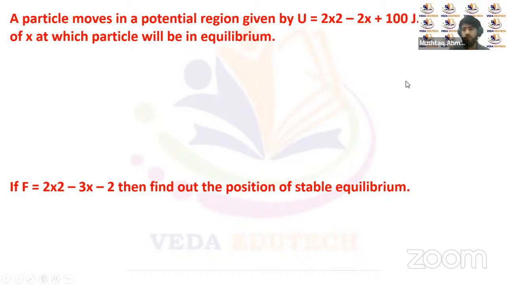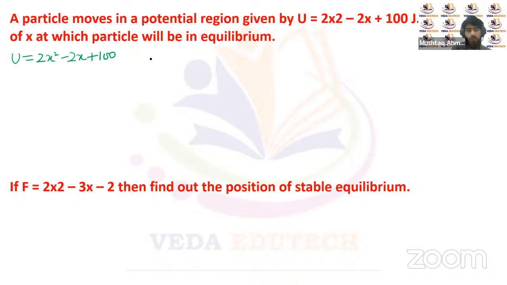Now let's try to solve some questions related to stable equilibrium and unstable equilibrium. We have been given a question: a particle moves in a potential region given by U equal to 2x square minus 2x plus 100, right? This is the potential energy of a particle in some region. We have to find the equilibrium position, and we can also find whether the position is a stable equilibrium position or an unstable equilibrium position.